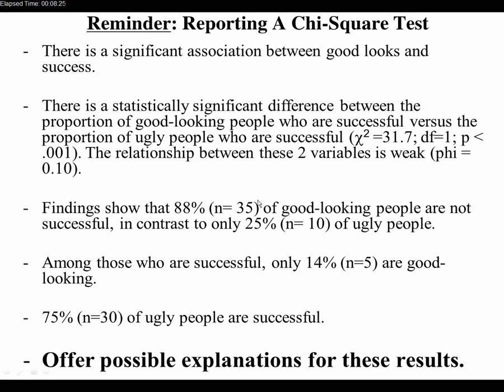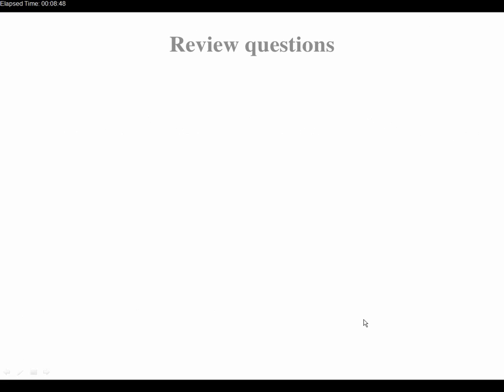Findings show that 88% and 35 of good-looking people are not successful, in contrast to only 25% of ugly people. Among those who are successful, 14% are good-looking. 75% of ugly people are good-looking. So then you would go ahead and offer some possible explanations for these results. Here's some review questions.